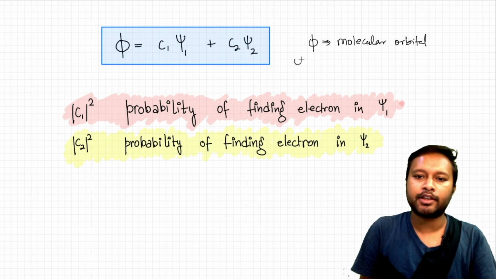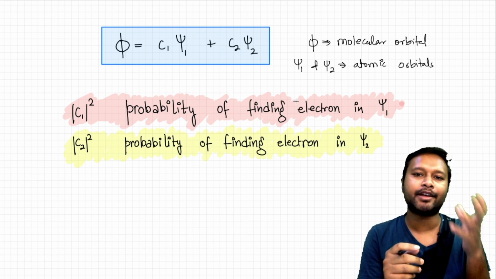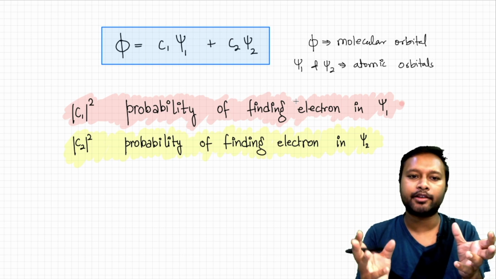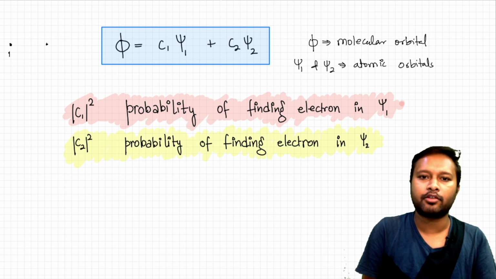So what are these psi1 and psi2? These are atomic orbitals. So what we can understand from here is that two atoms are there, atom A or atom 1 and atom 2. So these are the two atoms, let's say atom 1 and this is atom number 2, or I would rather draw it here.